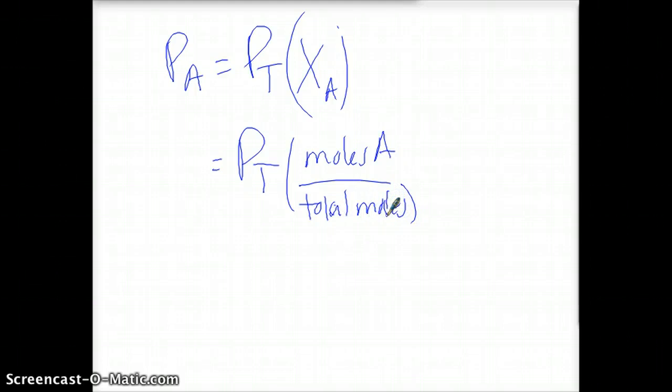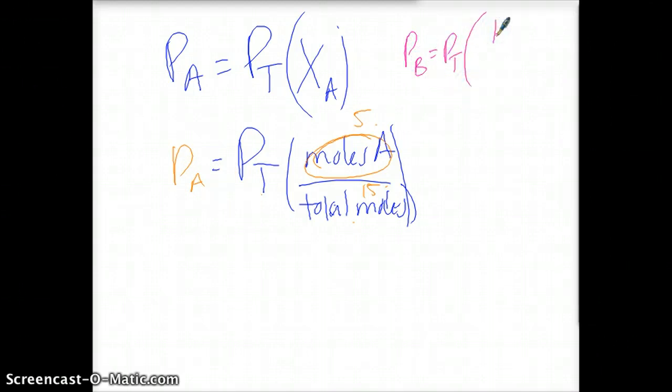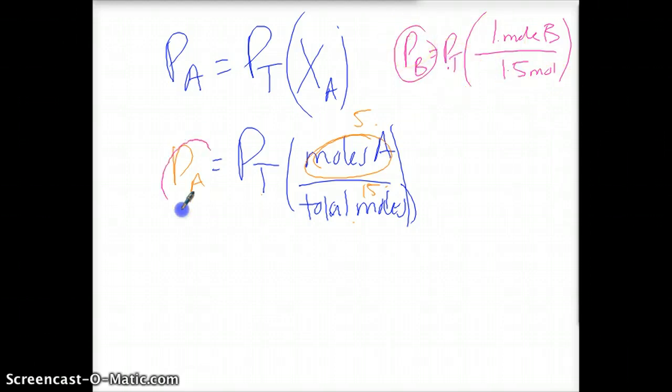So remember, just think of this as a fraction. The idea is if you have more moles of A out of the total moles, like if you have 5 moles of A out of 15, that means 5 over 15, a third, of the total pressure depends on gas A. On the other hand, if gas B was composed of 1 mole of B out of the 15 moles, then you know that 1/15 of the total pressure is because of B. So the partial pressure of A would be greater than the partial pressure of B because there are more moles of that gas present. So we need to know how to do those manipulations.